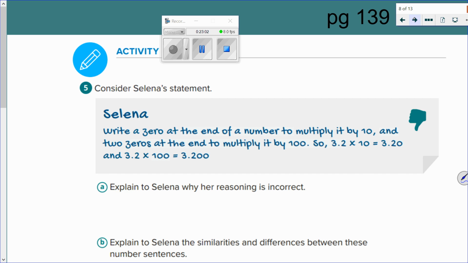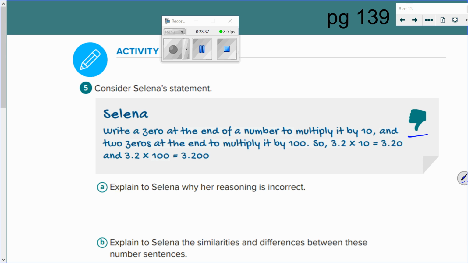Selena says, write a 0 at the end of a number to multiply by 10 and 2 zeros to multiply by 100. So 3 and 2 tenths is 3 and 20 hundredths. 3 and 2 tenths times 100 is 3 and 200 thousandths. Is she right or wrong? Wrong. Why? That's actually a good reason, Tina. The thumb's pointing down. So they told us she's wrong. The key is why. What did she do incorrectly?